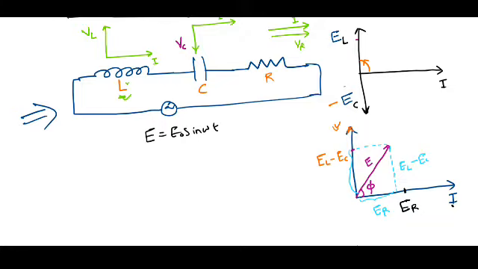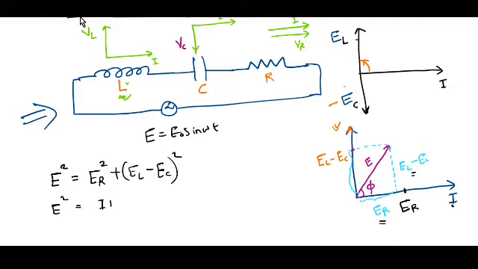Now using this phasor diagram, we will solve for the impedance in the circuit. To do that, we take the hypotenuse square. E square is equal to this adjacent side square plus this opposite side square. That is, hypotenuse square means we use Pythagoras: E square is ER square plus EL minus EC all square.